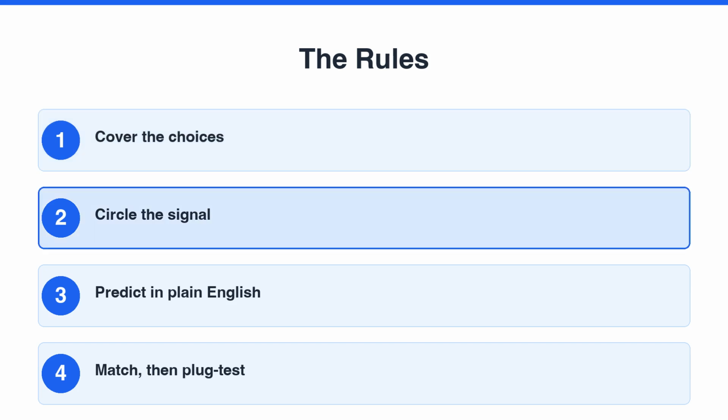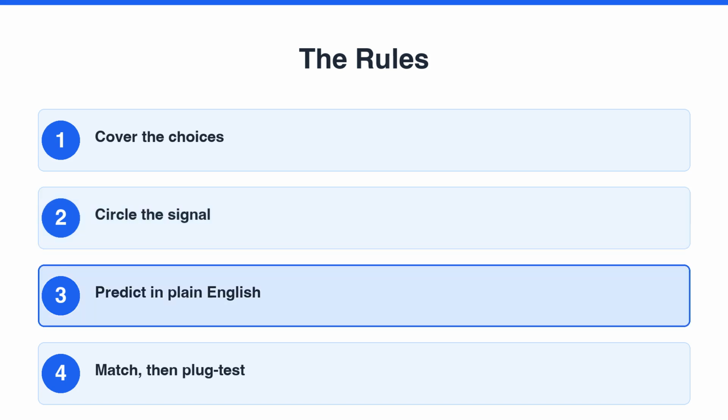Step 2. Circle the signal. Find the word or punctuation that pins the blank's direction. A colon or dash means restatement. And or also means continuation, same direction. But, though or rather means contrast, flip direction. Because, since, as, or so means cause and effect. Once you see the signal, 3 of the 4 choices are usually pointing the wrong way.